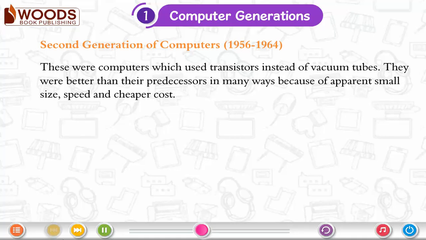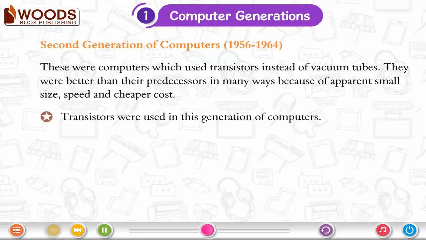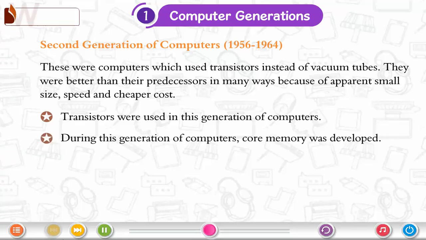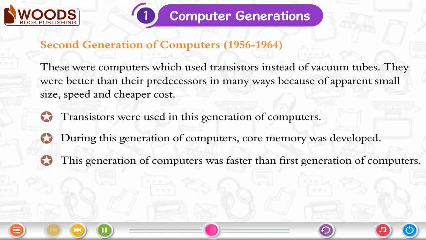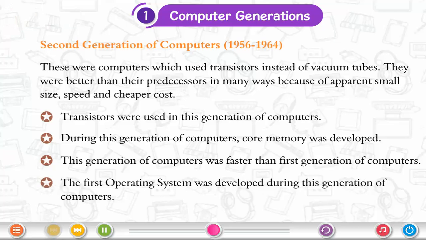Second generation of computers, 1956 to 1964. These were computers which used transistors instead of vacuum tubes. They were better than their predecessors in many ways because of small size, speed, and cheaper cost. Transistors were used in this generation of computers. During this generation, core memory was developed. This generation was faster than the first generation. The first operating system was developed during this generation.